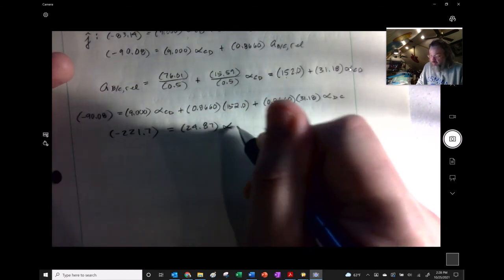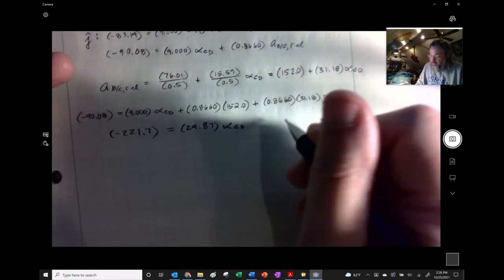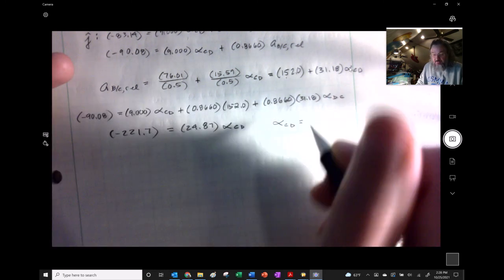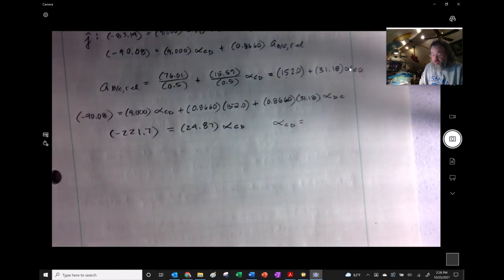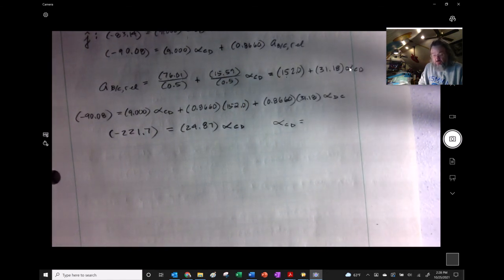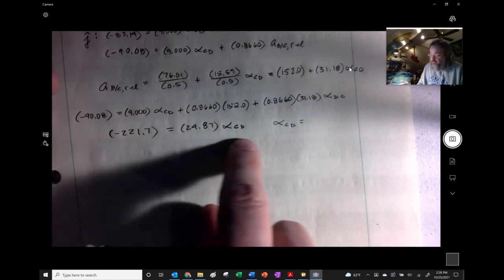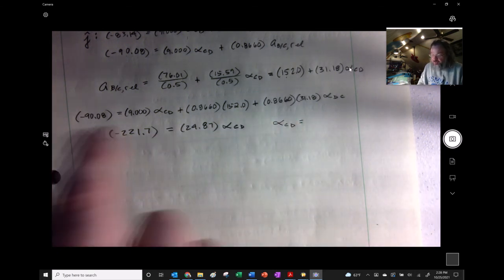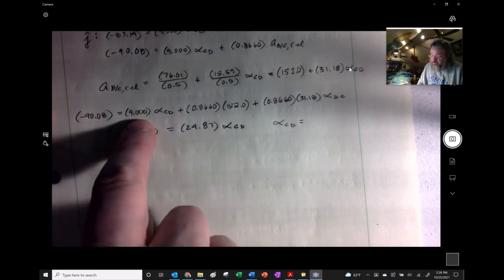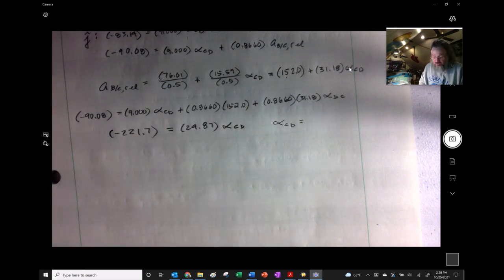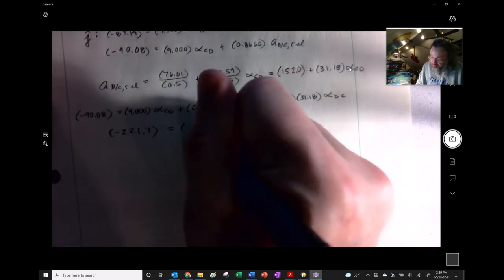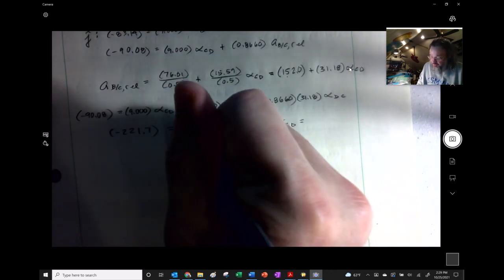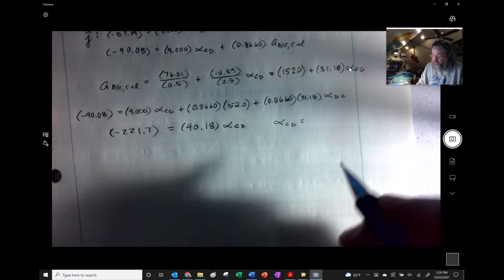24.87 alpha CD. And so we find that alpha CD is going to be, where'd you go? I made a mistake. Wait. Dang. 90.08. Gotcha. No, I'm cool. Okay with that. No, I just need to add 9 and 31.18, and we add them together. They do not equal this value right here. I must have hit the button wrong. That should be 40.18. Duh.